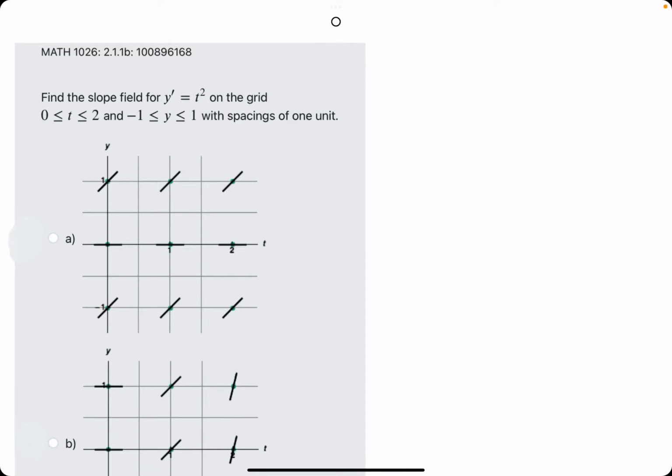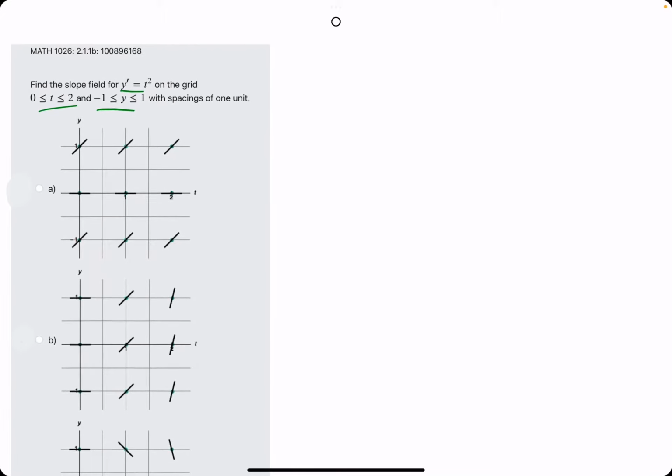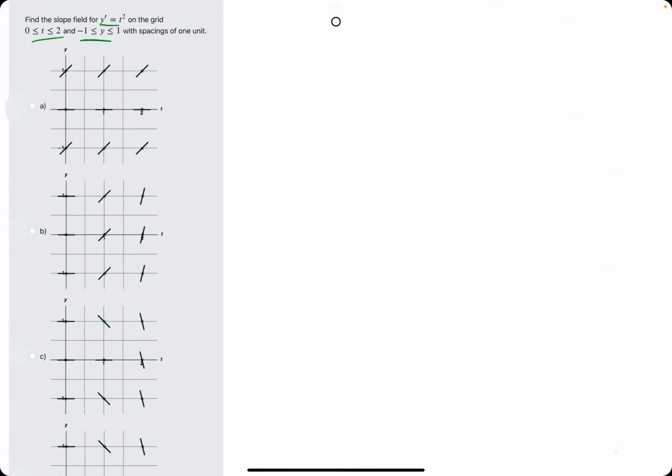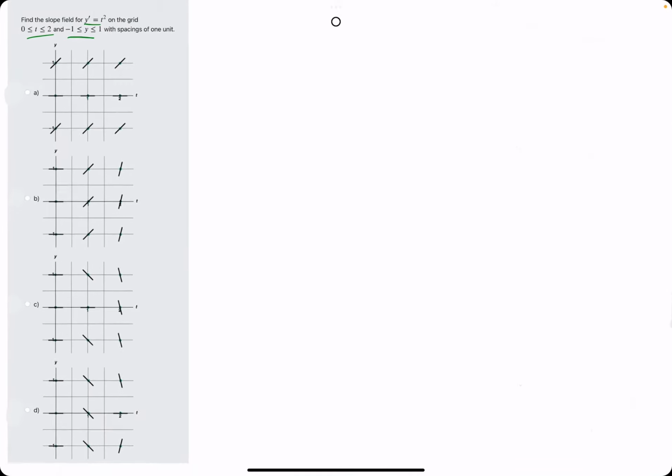Okie dokie. Great problem. Here in this problem, they provide us with the differential equation y prime equals t squared on a certain grid. And they're basically just asking us to identify what the slope field is that corresponds to that differential equation. So the first thing we want to do is probably just pick a single location that we can use to help us start narrowing down our options.